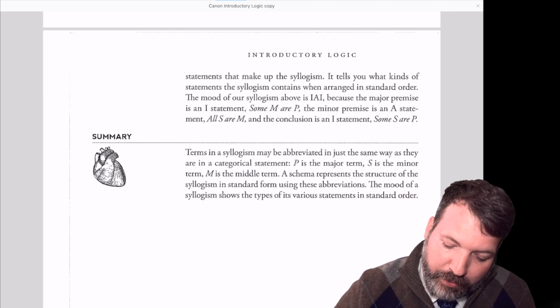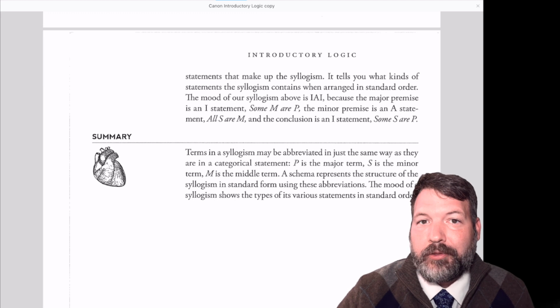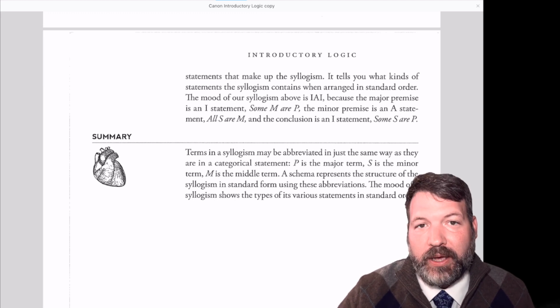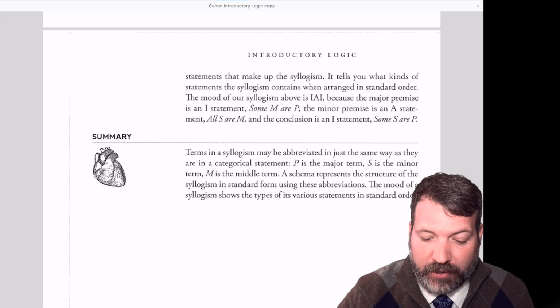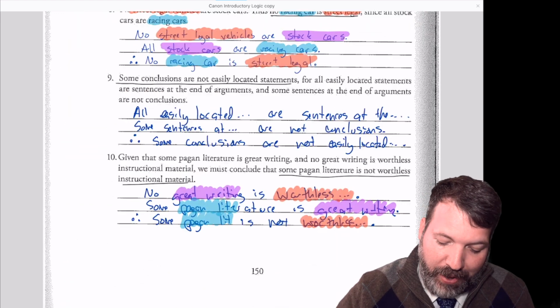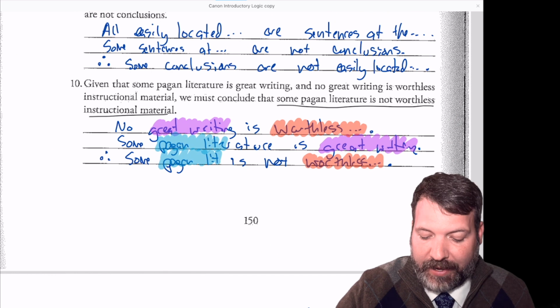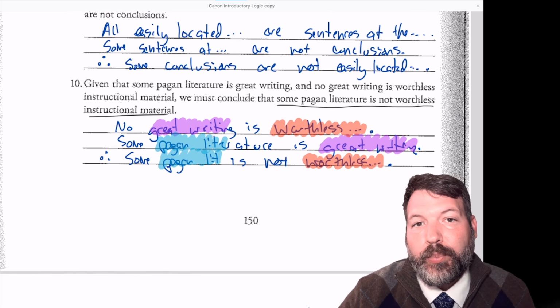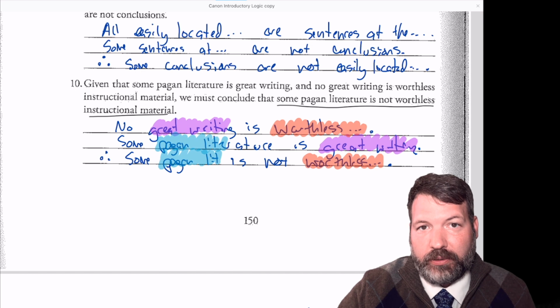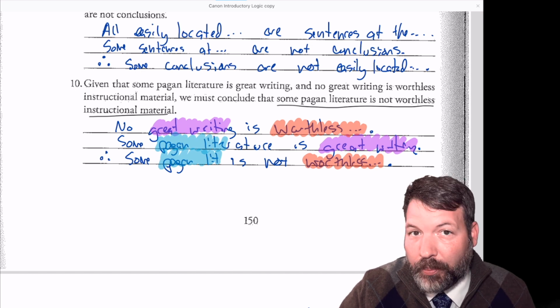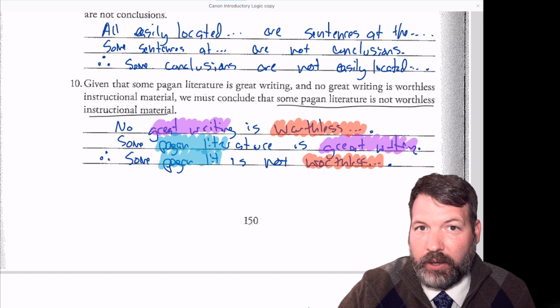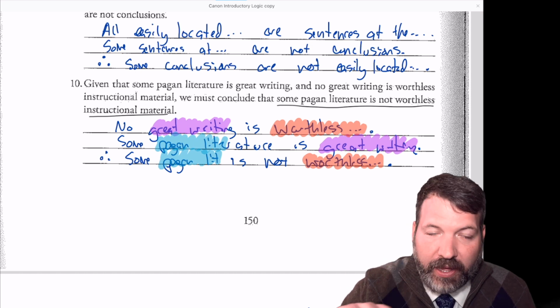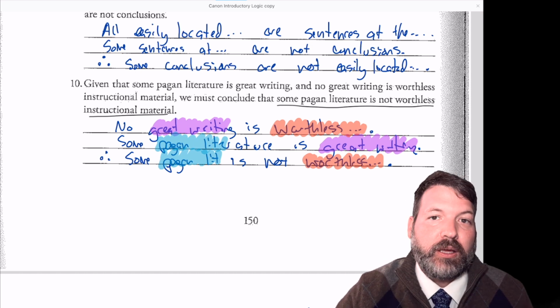So that's what we mean by mood. We simply list out the kinds of statements that we use for the major premise, then minor premise, then conclusion. If we went back to, say, this last homework example from exercise 19, what would the mood of that syllogism be? Take a second, look at it, think about your square of opposition, and you should have a three-letter mood that you can give me.